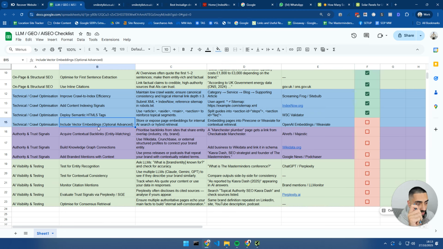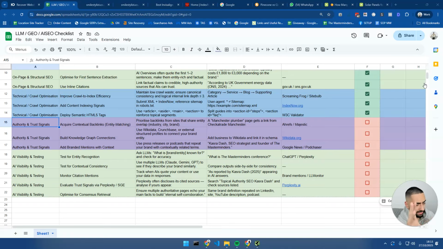Then we have got including vector embedding, so storing or exposing page embeddings for external AI search or hybrid retrieval. I've actually decided to remove that last technical step, mainly because it probably deserves its own video and not everyone would actually need it.